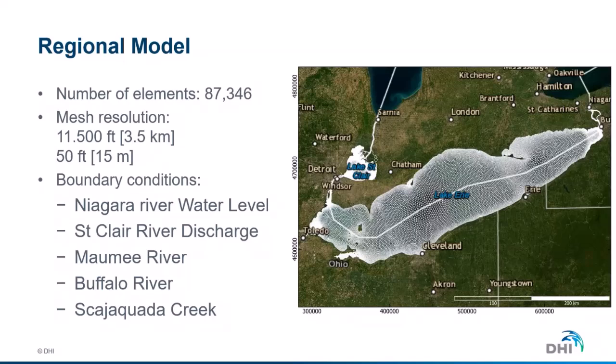The main boundary conditions that we use in this model were just grabbed from the database that I mentioned before. It's the Niagara River water level. We also use St. Clair River discharge, the main river discharge of the Maumee River that stays around Toledo, and of course the localized river discharge from Buffalo River and Scajaquada Creek.